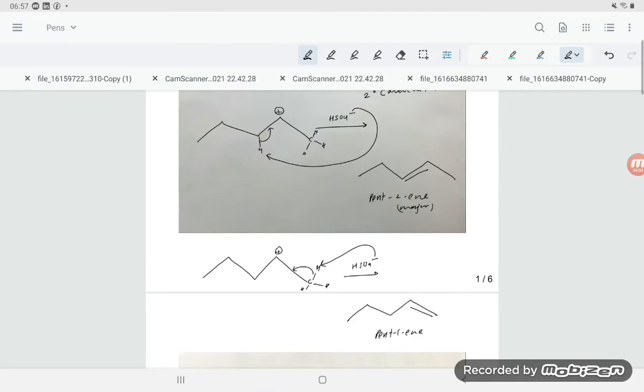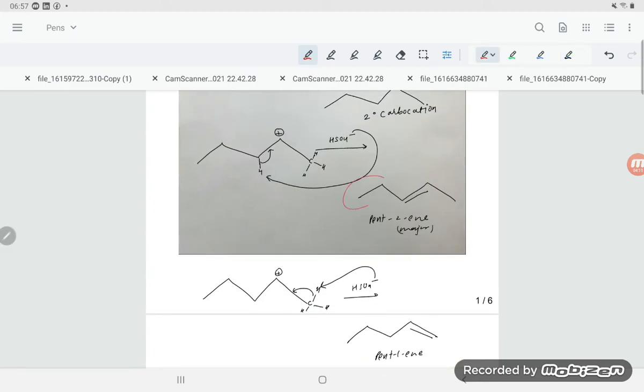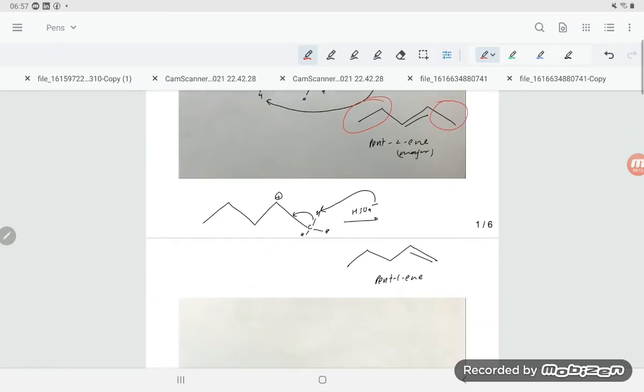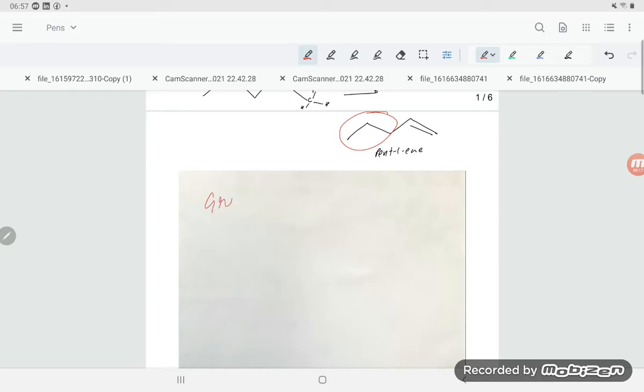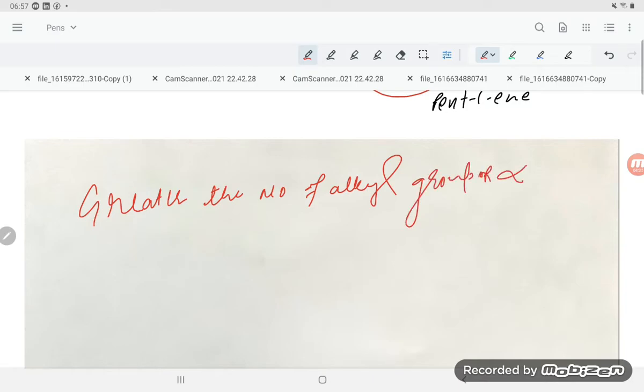But what we have to understand in this case is according to Saytzeff rule. This is having 2 alkyl groups. This is having only 1 alkyl group. So Saytzeff: greater the number of alkyl groups, or alpha hydrogens, greater is the stability.